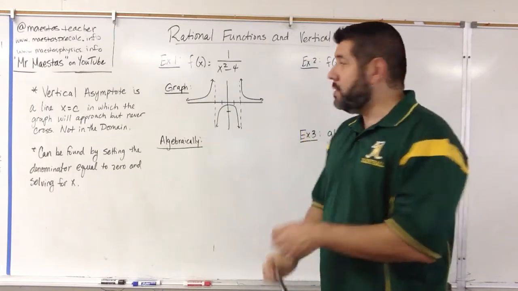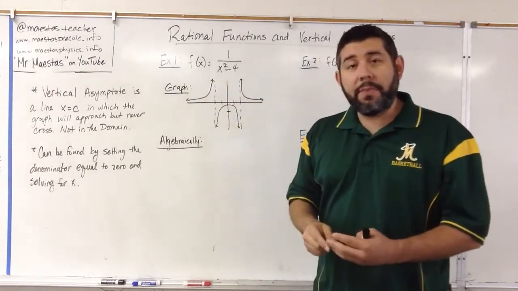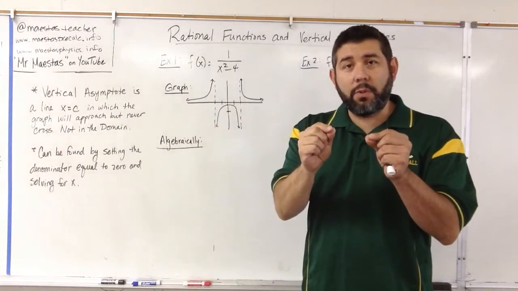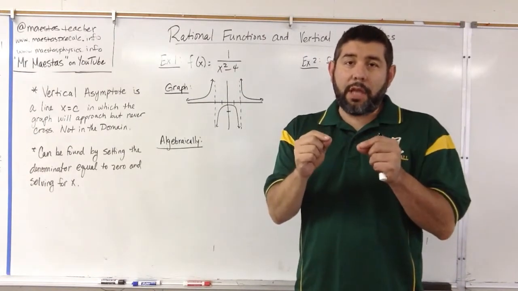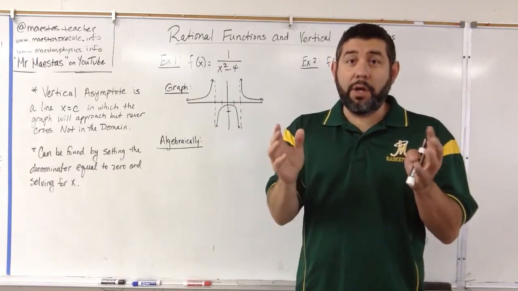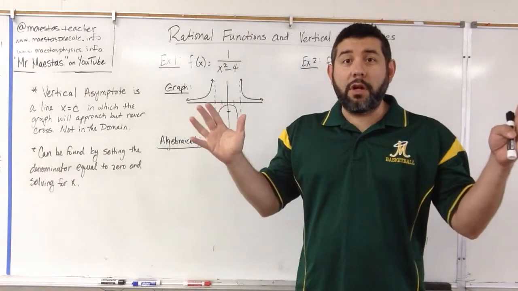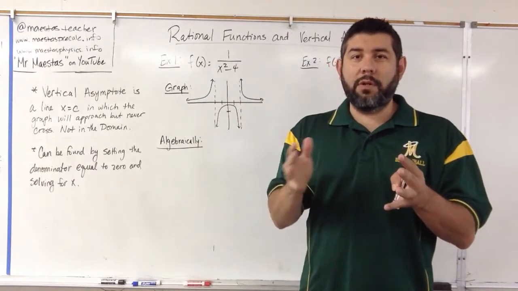That happens because x squared minus 4 is going to give you those x-intercepts when y equals 0. Well, when you take the reciprocal of that, you're going to have 1 over 0, which we all know will destroy the universe. Unless, of course, you're Chuck Norris.